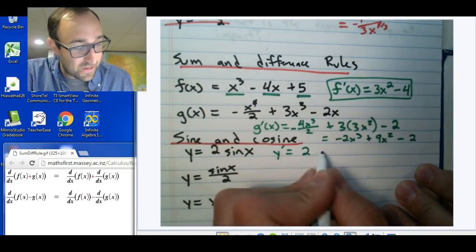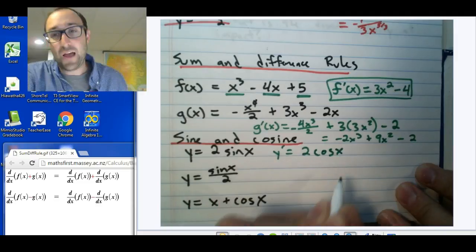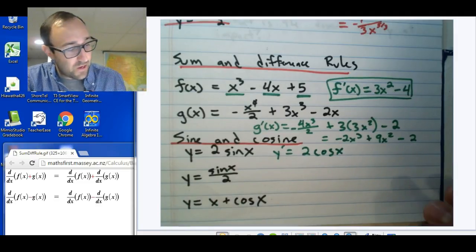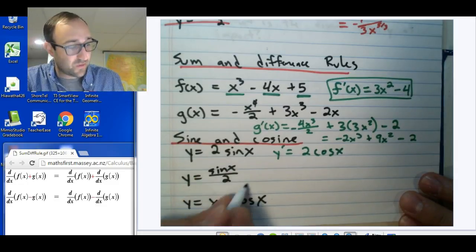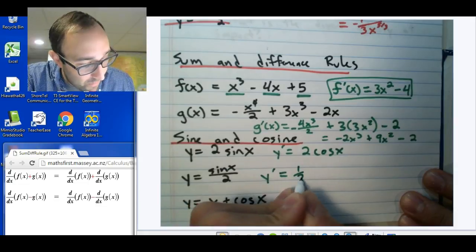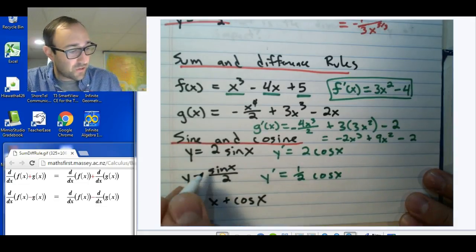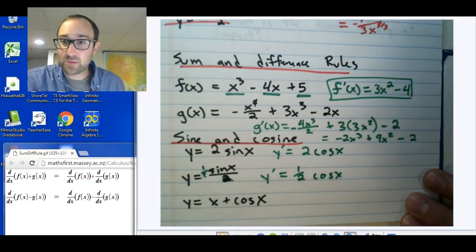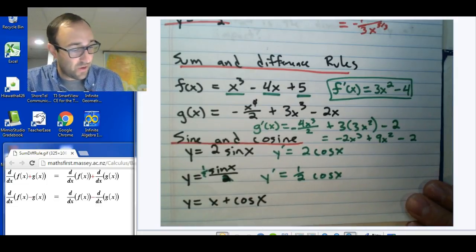Yes, you're right, though. It is 2 cosine x. There you go. So 2 cosine x for that one. Now let's do this one right here. It's almost the same. We can say y prime this time is going to equal 1/2 cosine x because it's 1/2 first. Divide by 2 is the same as multiply by 1/2. So this one is 1/2 cosine x.